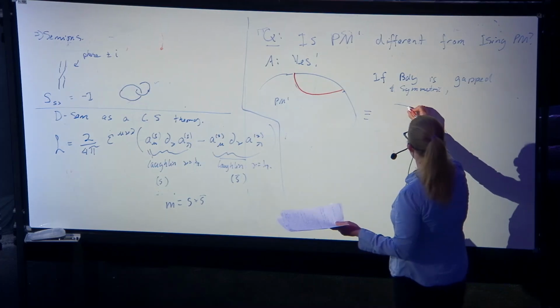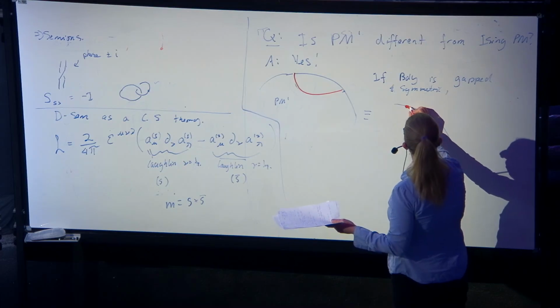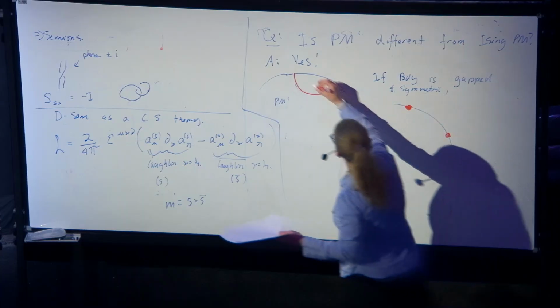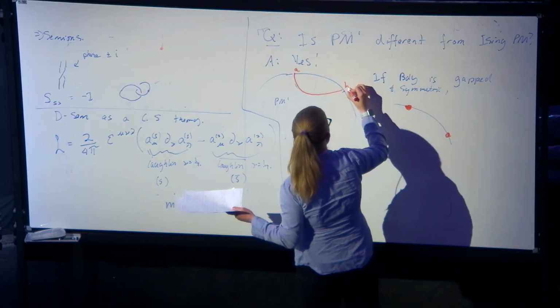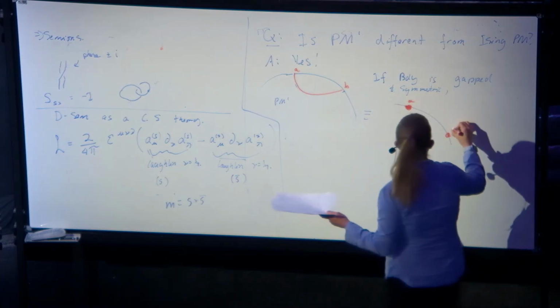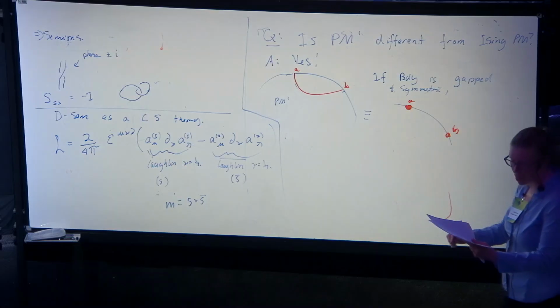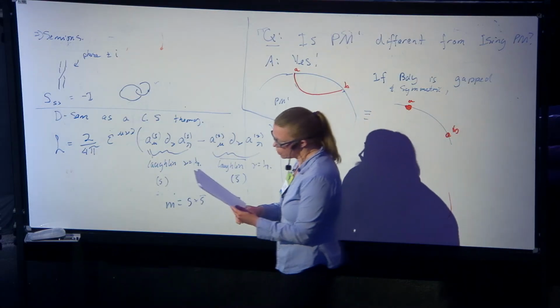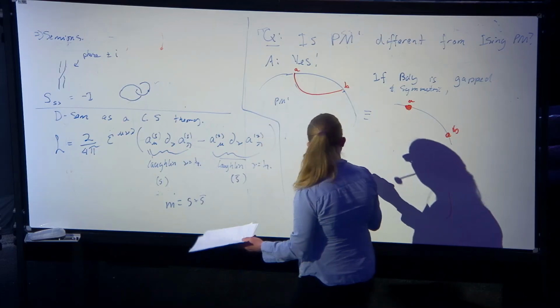Which is finite. And so at most, this can leave some kind of blob, okay? Maybe I should label these points. This is A and B. And at most, it can leave a blob at A and a blob at B. Okay, that's just what it means to be a gap symmetric boundary.